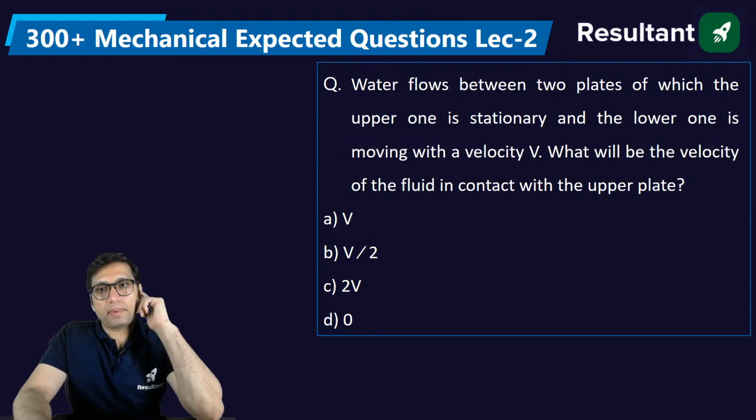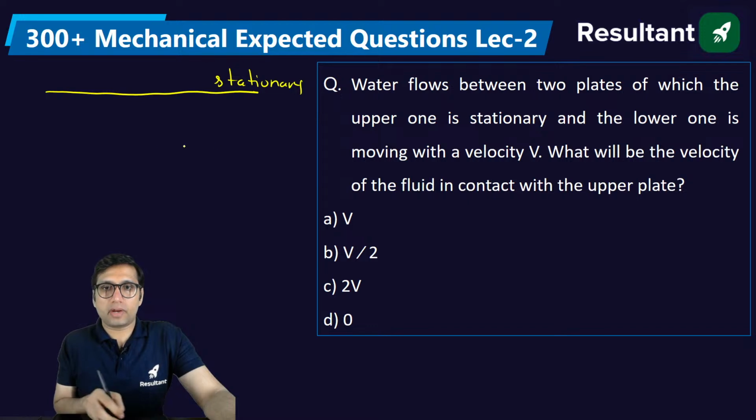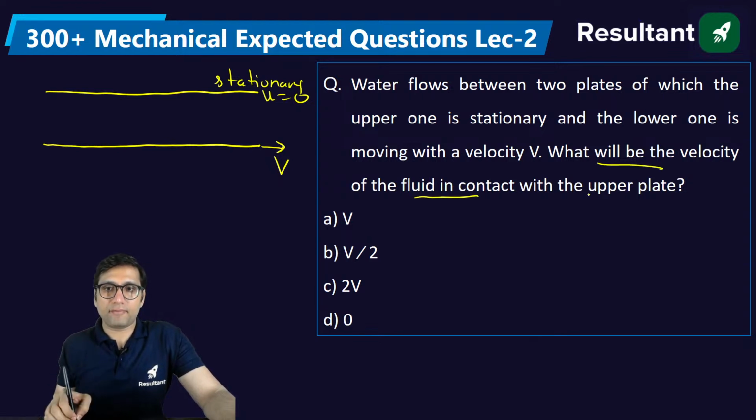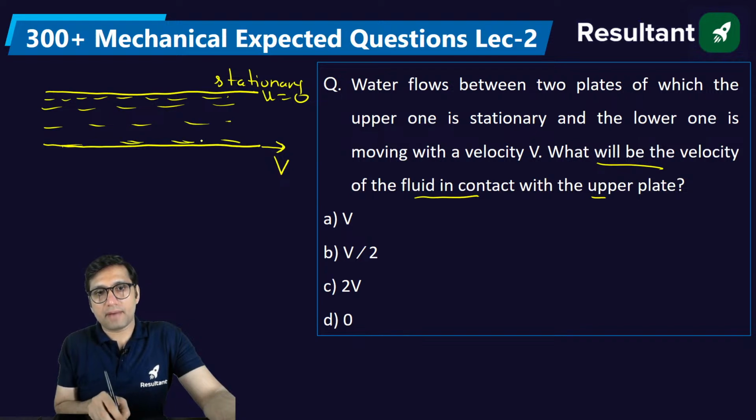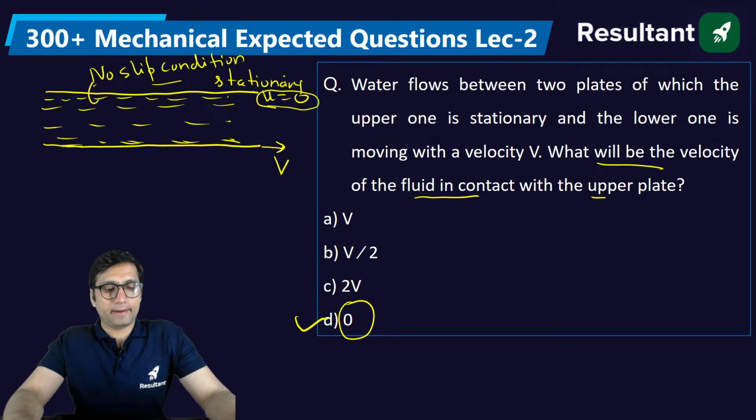Water flows between two plates, of which the upper plate is stationary and the lower one is moving with velocity v. If this is stationary, its velocity will be u0. What will be the velocity of the fluid in contact with the upper plate? You have studied the no slip condition. As per the no slip condition, the fluid in contact with the stationary upper plate will have the same velocity as the plate. So that will be zero velocity, because of the no slip condition. Clear? The velocity of the fluid in contact with the stationary plate is zero.